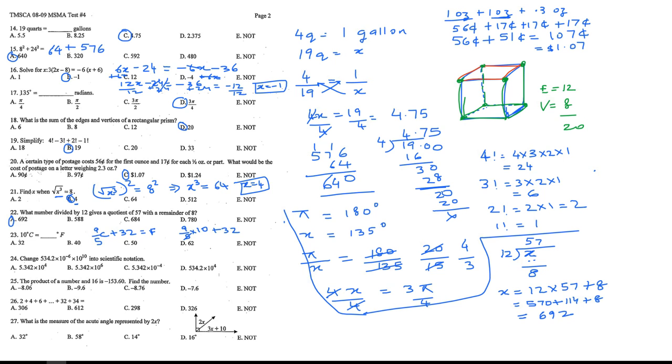So 10 divided by 5 is 2. So 9 times 2 is 18. 18 plus 32 is 50. So C is the right answer.